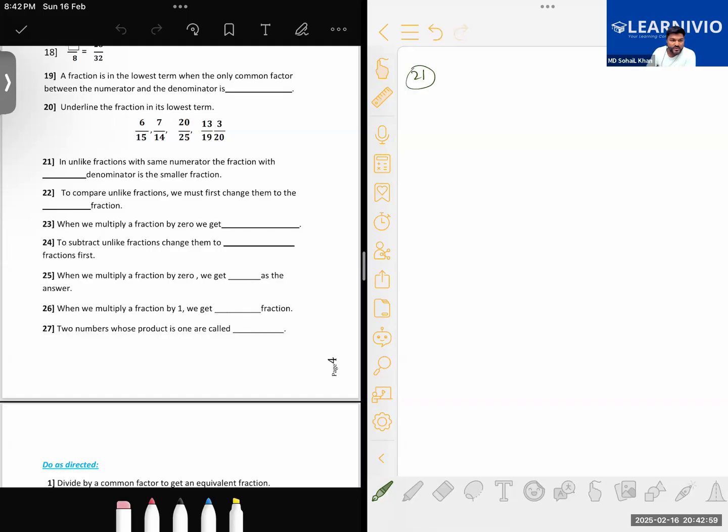So question number 21, in unlike fractions with same numerator, the fraction with dash numerator. Okay, this one also will be done. From the 22nd question, we are going to continue.